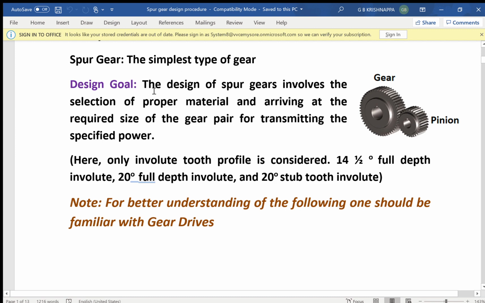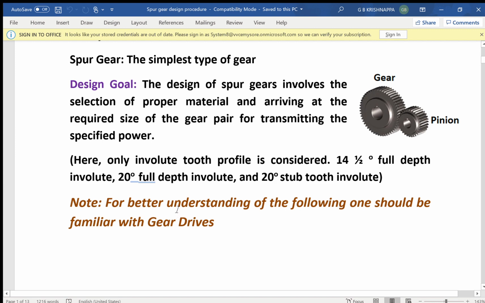Design goal. The design of spur gears involves the selection of proper material and arriving at the required size of the gear pair with suitable surface hardness for transmitting the specified power. In a gear pair, the smaller member is called pinion and the larger member is called gear.